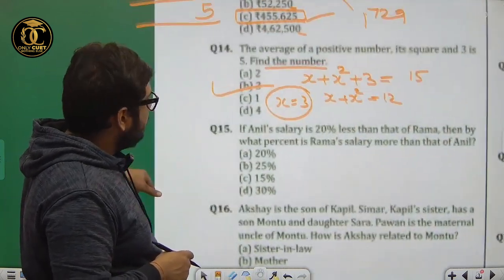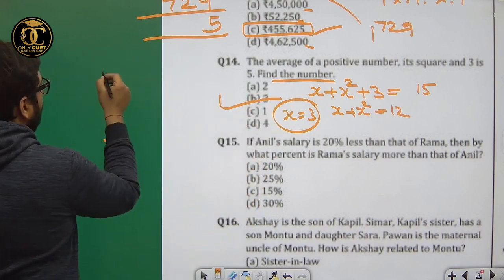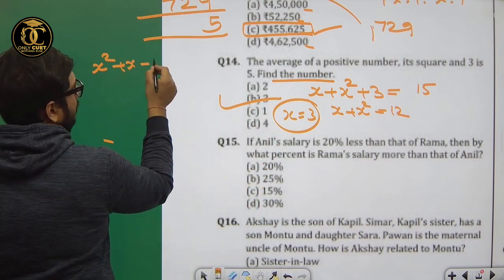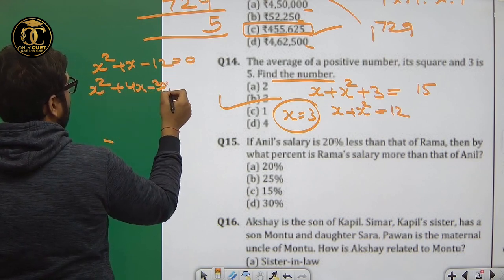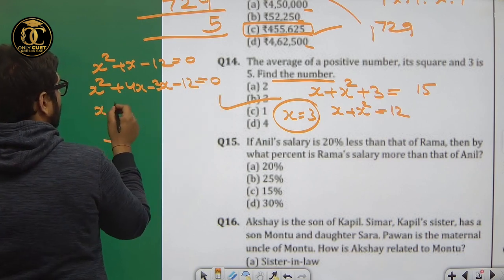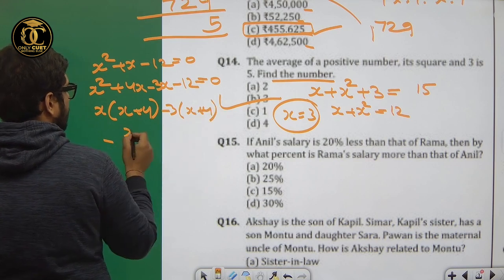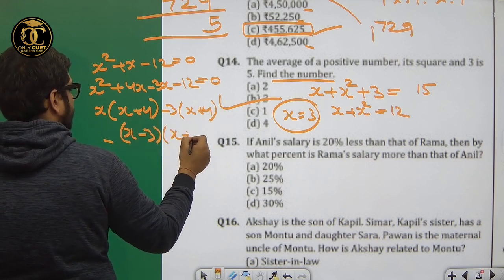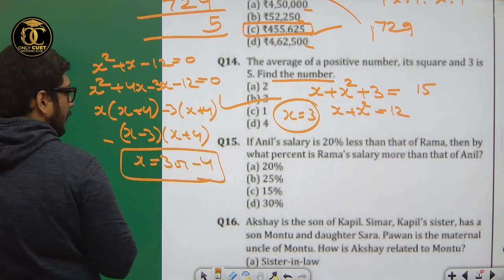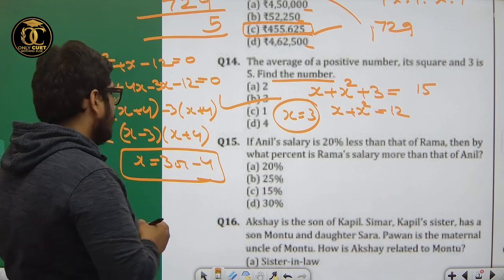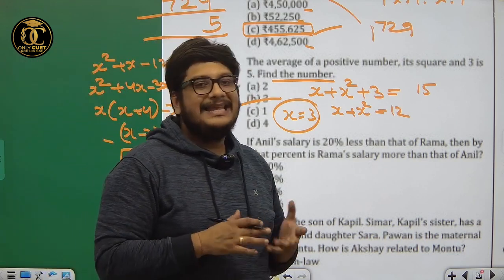Supposedly you are not able to get it like this, then we'll have to solve the quadratic. Let's solve. X square plus x minus 12 is equal to 0. Middle term split. X square plus 4x minus 3x minus 12 is equal to 0. X common, x plus 4, minus 3 common, x plus 4. That is, x minus 3 times x plus 4. X is equal to 3 or minus 4. Minus 4 is not a possibility, so 3 is the correct one. Clear? Any way you can do it.